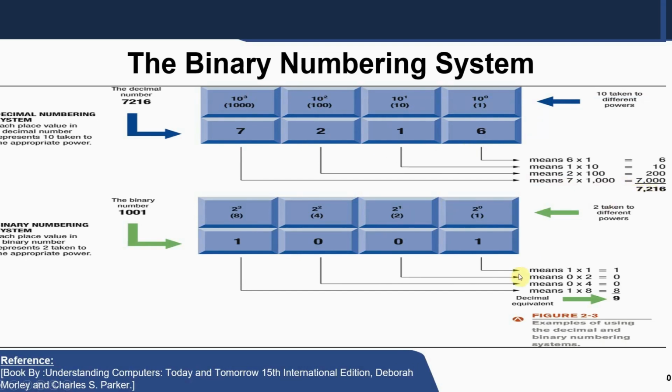Similarly, the same can be done with binary. If you want to convert any binary number into a decimal number, for example, a binary number is given here, 1001. We know that the base of the binary system is 2, so we will write the same terminology here: 2 to the power 0, 2 to the power 1, 2 to the power 2, 2 to the power 3. Then we will keep multiplying these numbers with their powers.